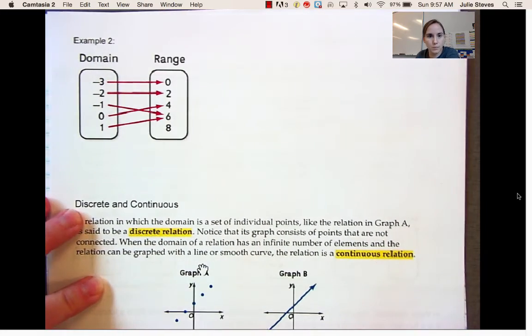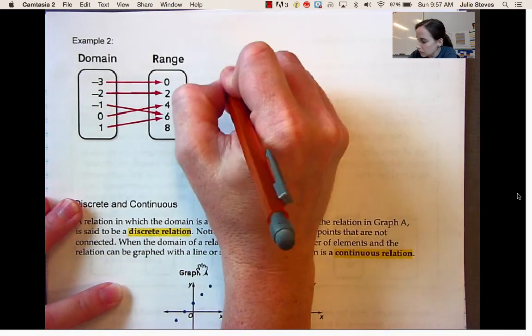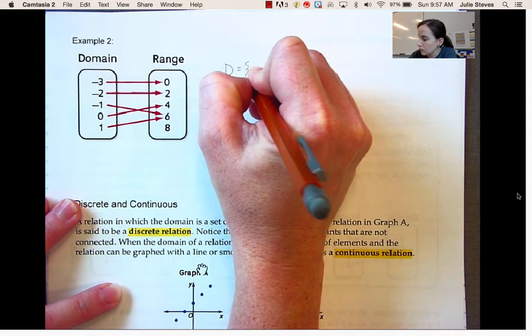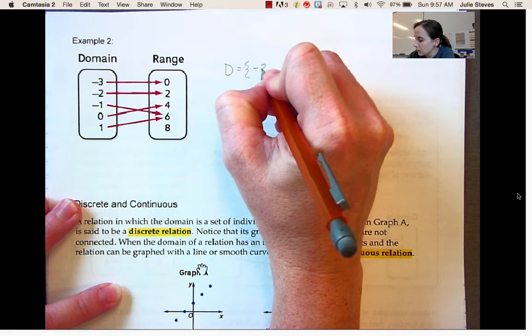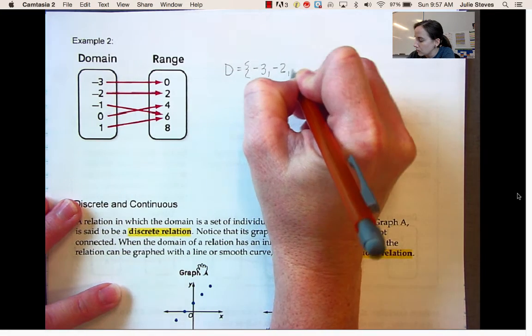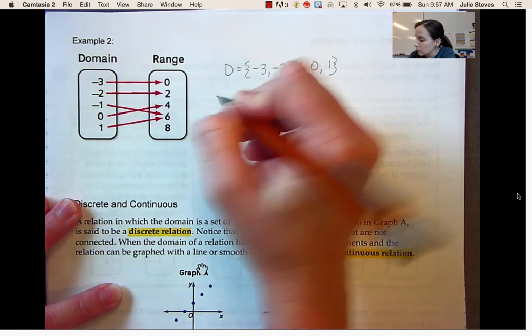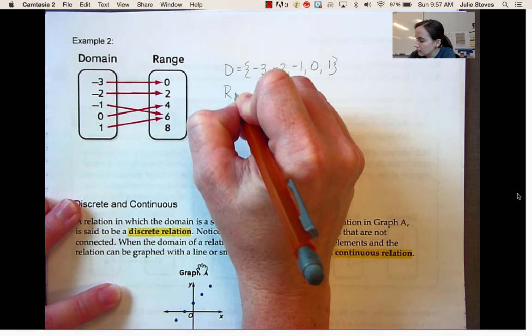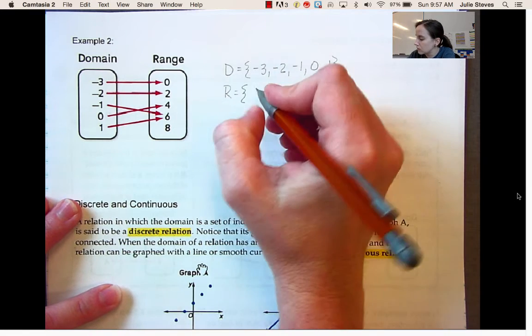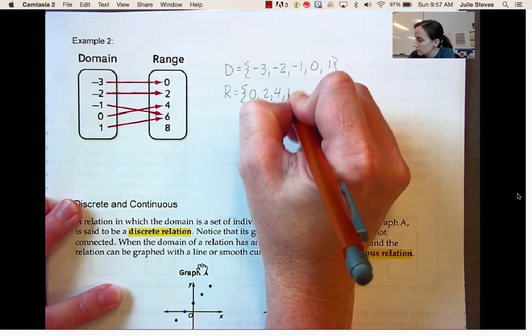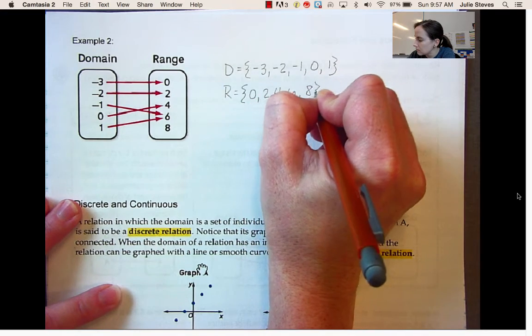Let's look at this example. First, let's identify the domain and range. Even though they've written it out for us that way, let's write it like this. -3, -2, -1, 0, and 1. All I'm doing is copying it. I'm just writing it in this notation. 0, 2, 4, 6, and 8.